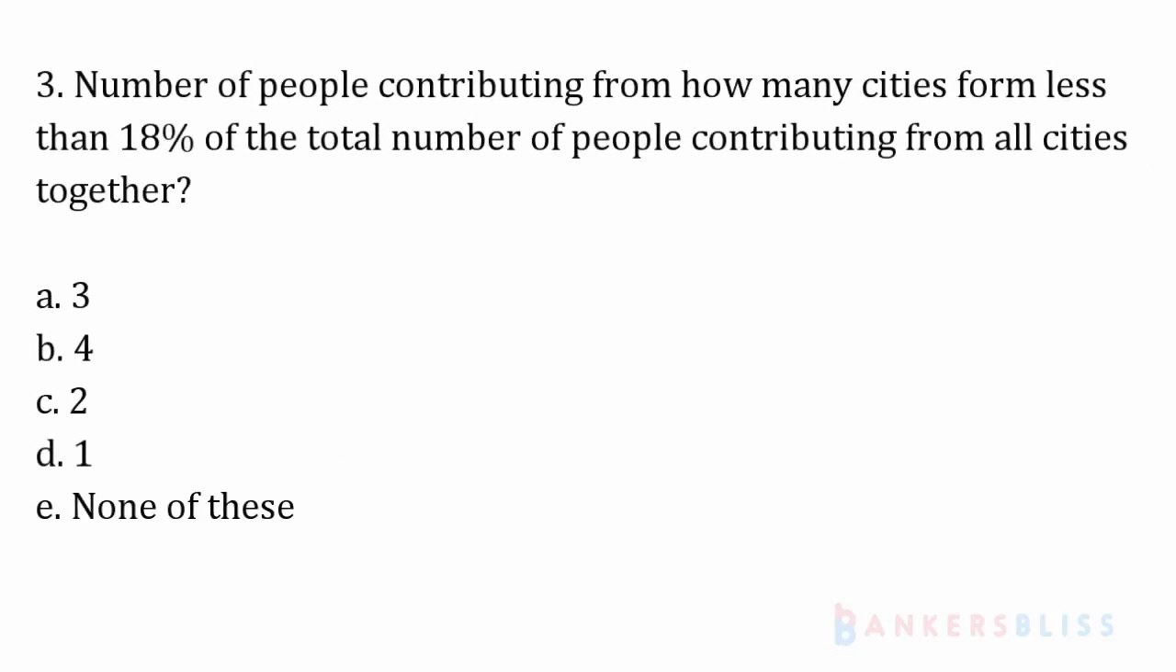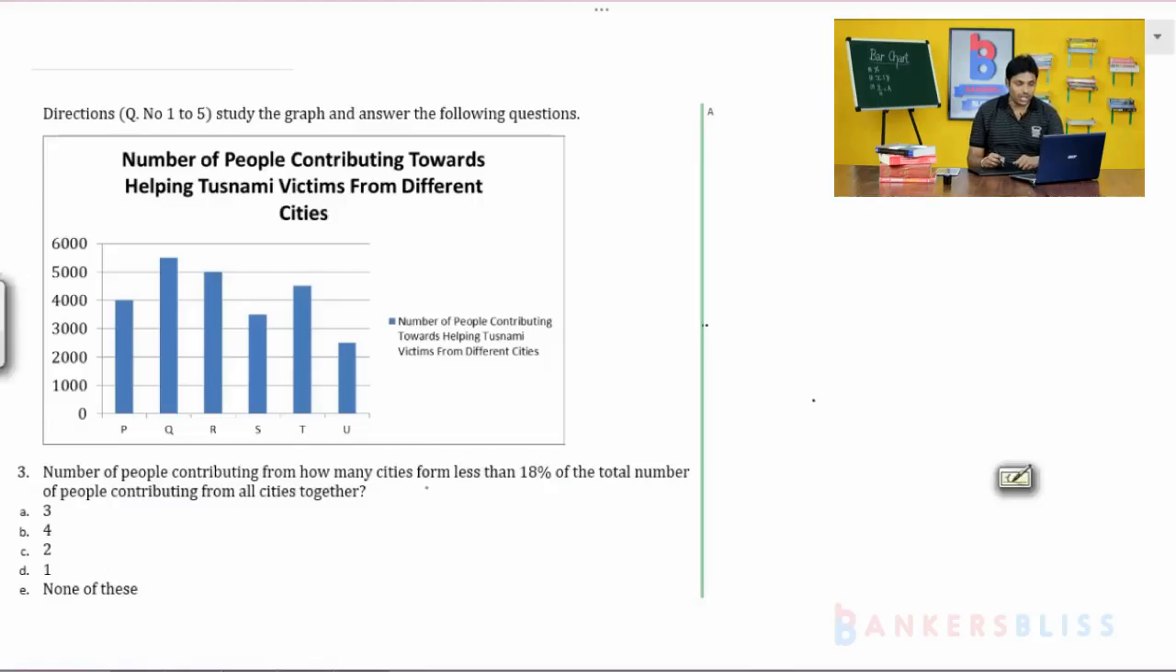Problem number 3. Number of people contributing from how many cities form less than 18% of the total number of people contributing from all the cities. The total number of people contributing from all the cities, we had already calculated in the previous problem, was 25,000. So that is the total.